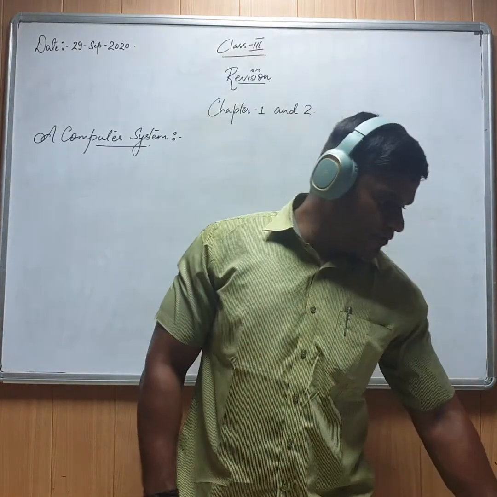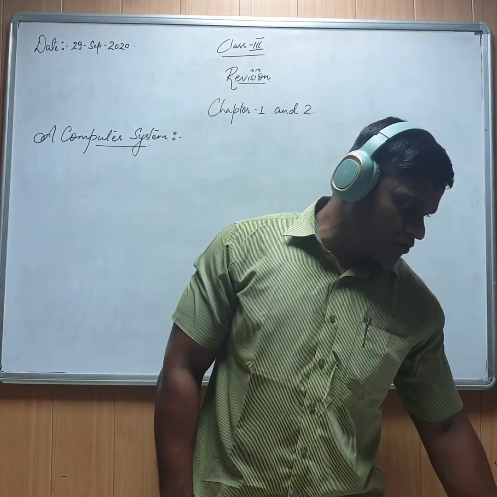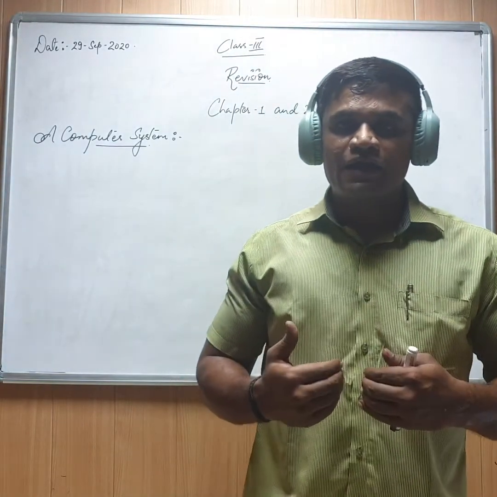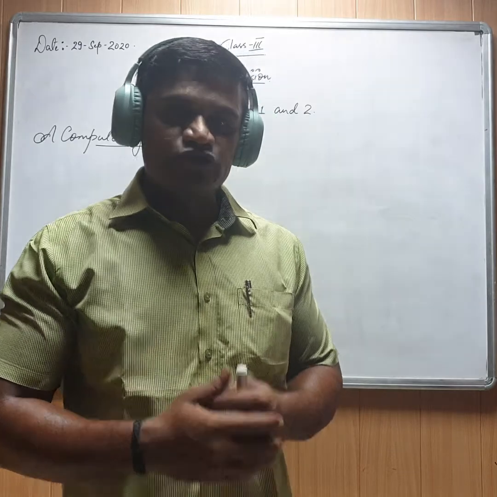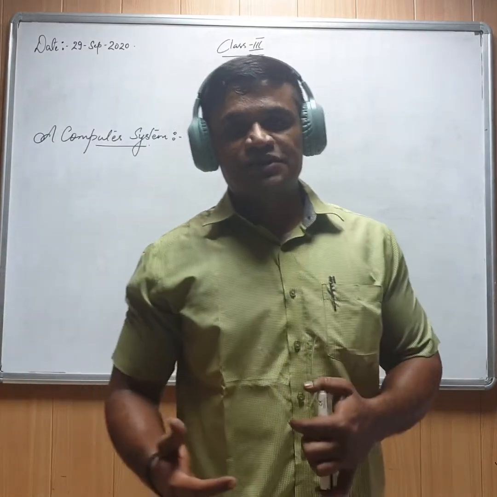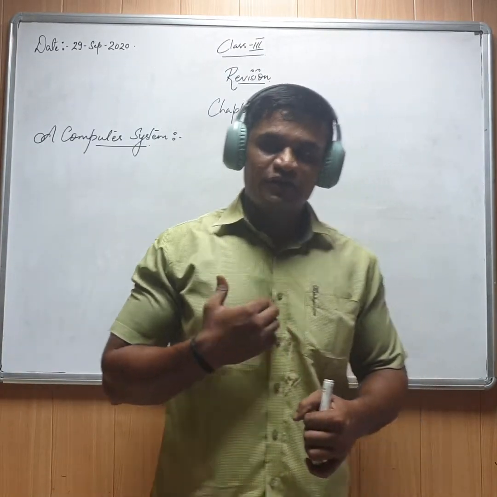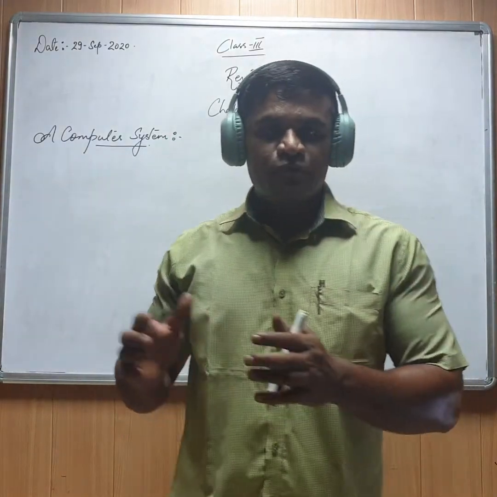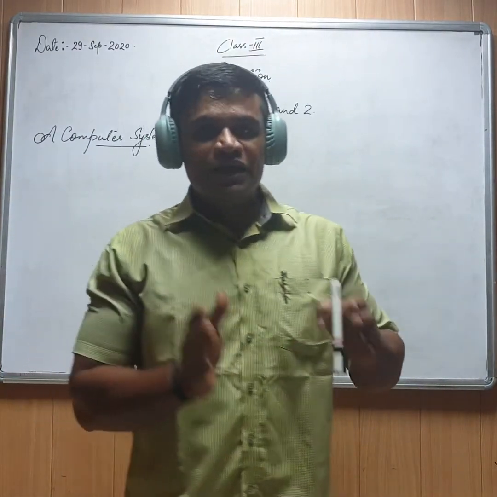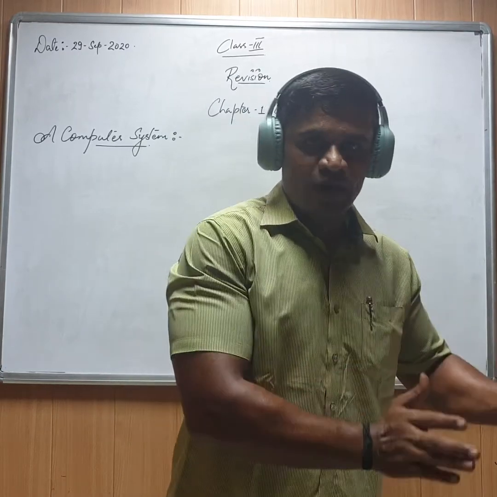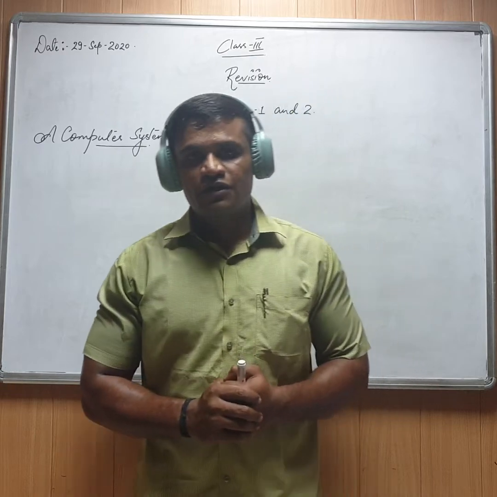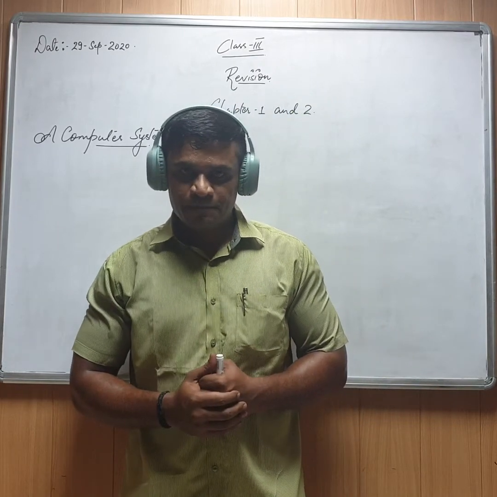So what is a computer? A computer is an electronic machine that works under our given instruction. That means whatever command, whatever instruction is given by me to the computer, the computer follows it, understands it, evaluates it and provides an output or a result to that instruction or command which I have given.